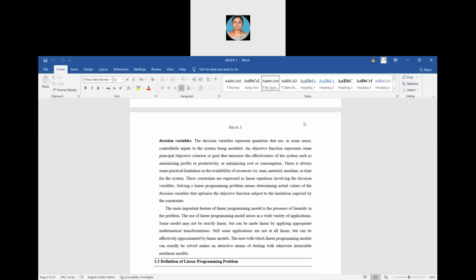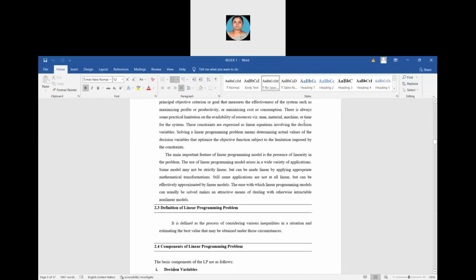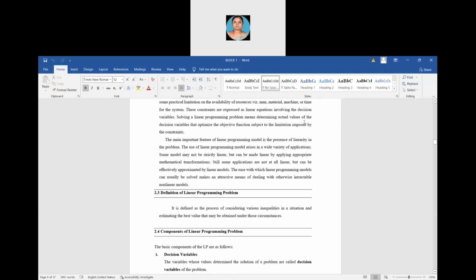If it is not linear, but can be made linear by applying an appropriate mathematical transformation, that means we can convert it into linear terms. Still, some applications are not at all linear, but can be effectively approximated by linear models. The ease with which linear programming models can usually be solved makes them an attractive means of dealing with otherwise intractable nonlinear models.